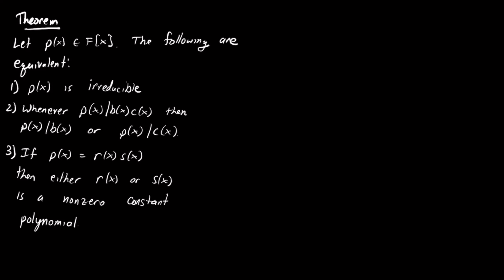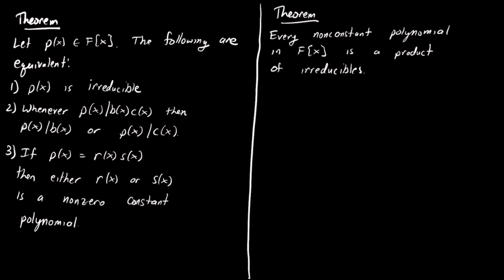The second theorem is equivalent to the fundamental theorem of arithmetic. So on top of this, every polynomial can be uniquely expressed as a product of irreducibles. Just like for integers, we can express any non-zero integer as a product of primes in a unique way, right? So in what kind of unique way is this? Well, we'll say every non-zero constant polynomial in F bracket x is a product of irreducibles.